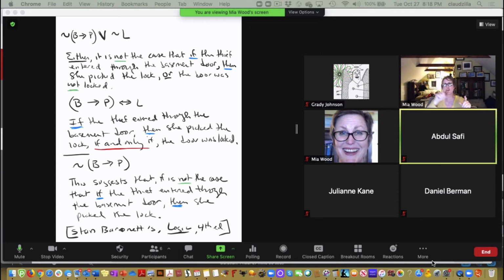Another way to think about a negation in front of a conditional, so the negation is rejecting the conditional itself rather than just the antecedent, is to think that we're saying that in this case, B is not sufficient for P, right? So entering through the basement is not sufficient for picking the lock. Okay.